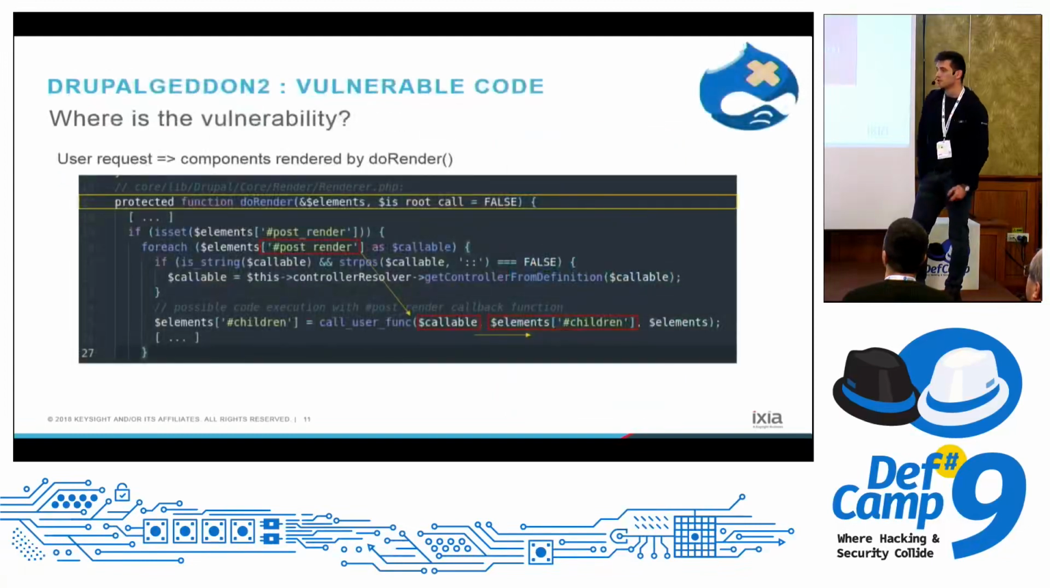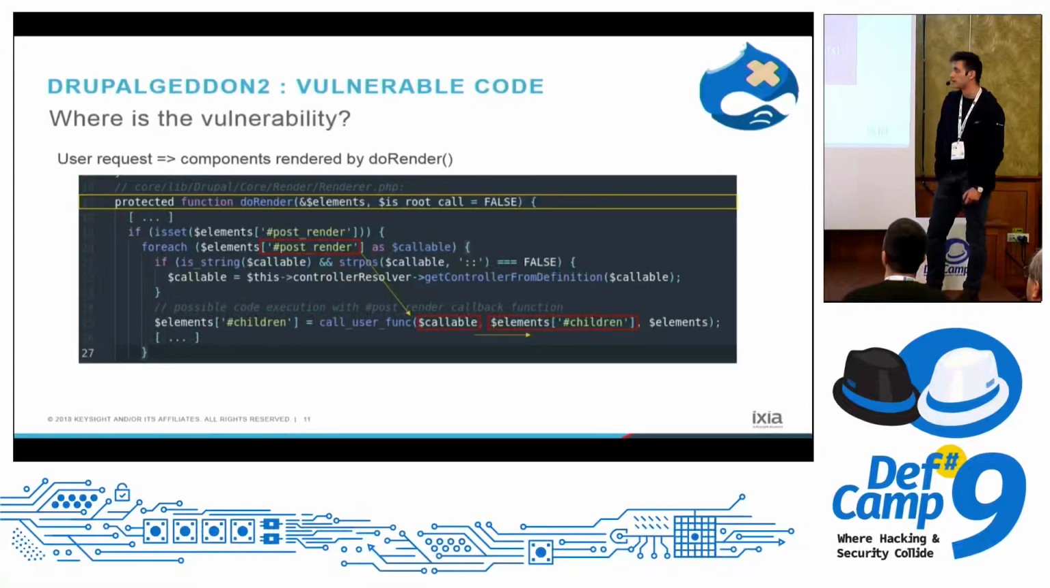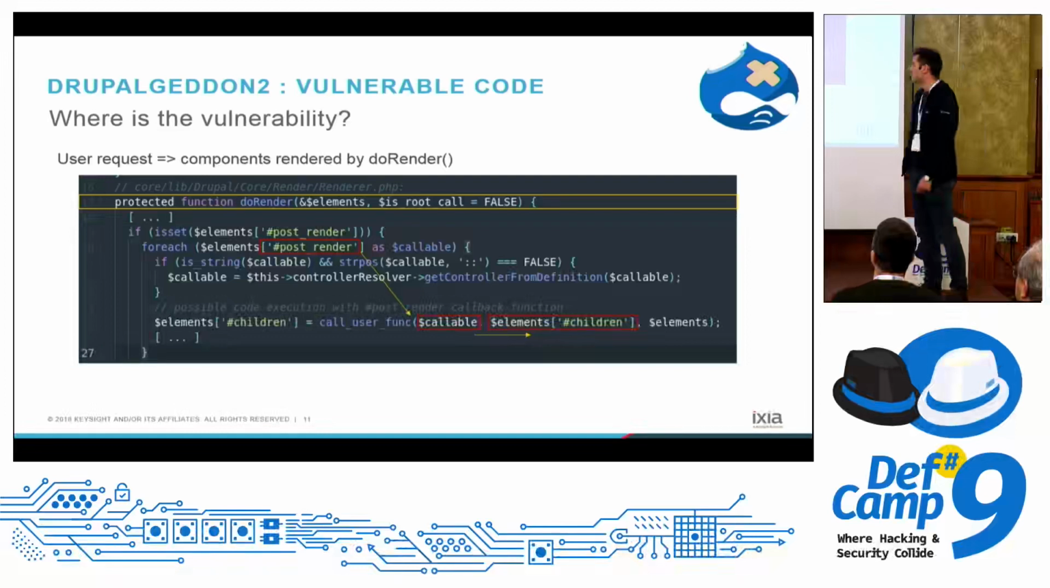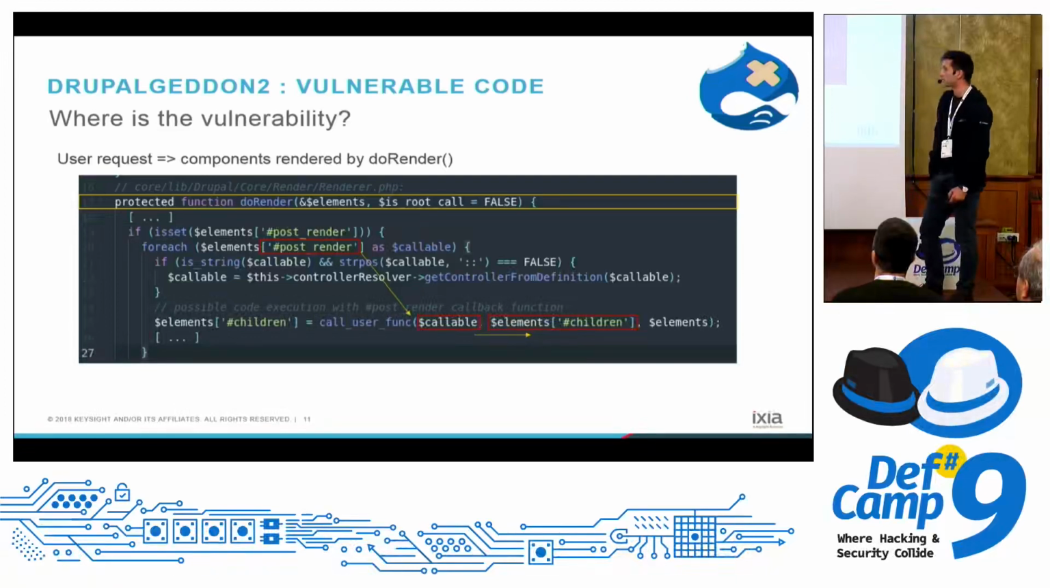Okay, so where exactly does the vulnerability lie? The vulnerability is within the rendering module. So we have the doRender function, which takes as argument the elements array that we talked about earlier. If a property such as #post_render is present within the elements array, then call_user_func will be executed, having as parameters a callable argument and some components of the elements array which have the children property set. In other words, the callable function will be executed having as argument the components of the elements array with the children property set.